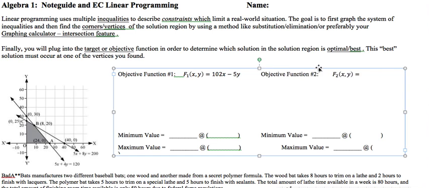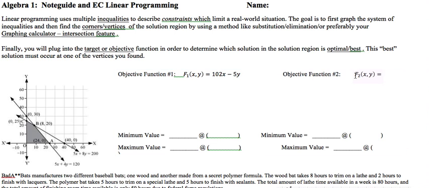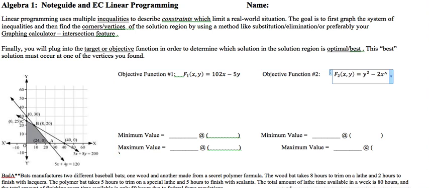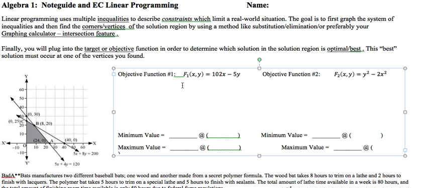And then over here for our second objective function, let's make it a little more interesting. Let's make it y squared minus 2x squared. Okay, so let's plug in the different corners. So you probably want to do a little table of some sort here.